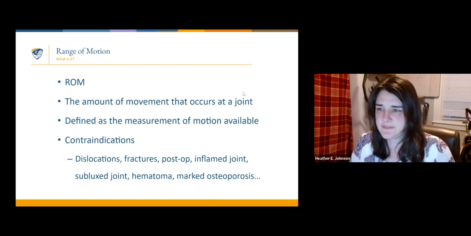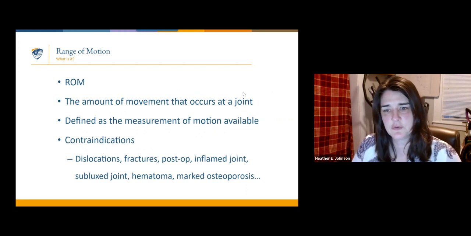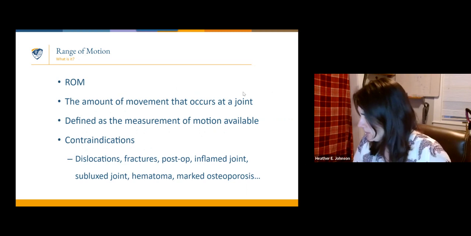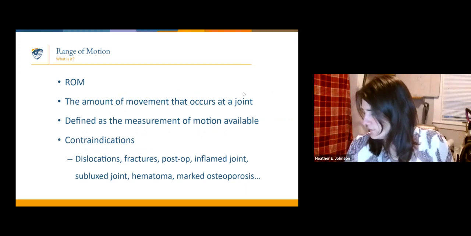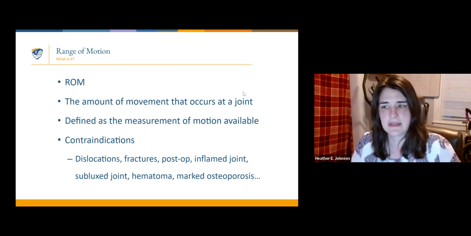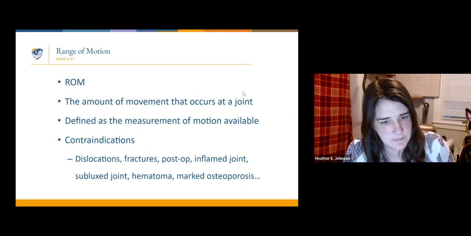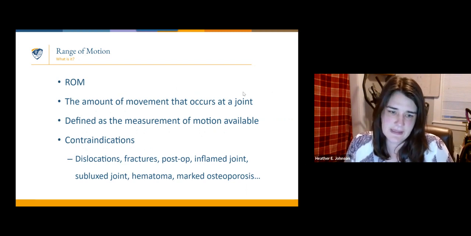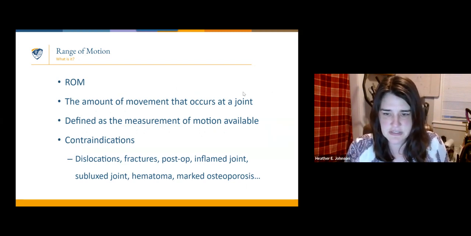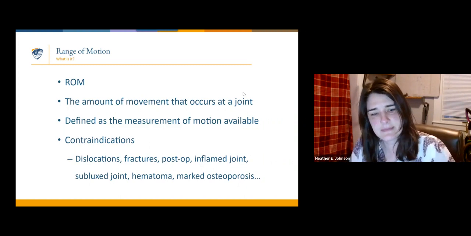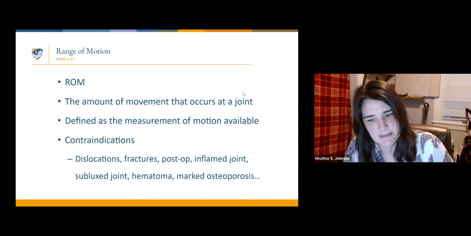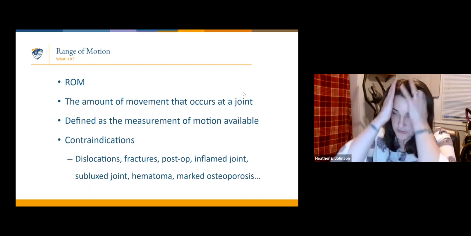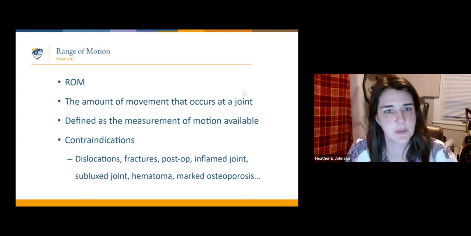Range of motion, abbreviated ROM, is the amount of movement that occurs at a joint. It's defined as the measurement of motion available, or the arc of motion available, and can be measured with a goniometer. It's contraindicated to measure range of motion on a client if they have dislocations, fractures, they're post-op, they have an inflamed joint, subluxed joint, hematoma, marked osteoporosis. When in doubt, ask the physician or the surgeon if it's okay to assess range of motion in your client.